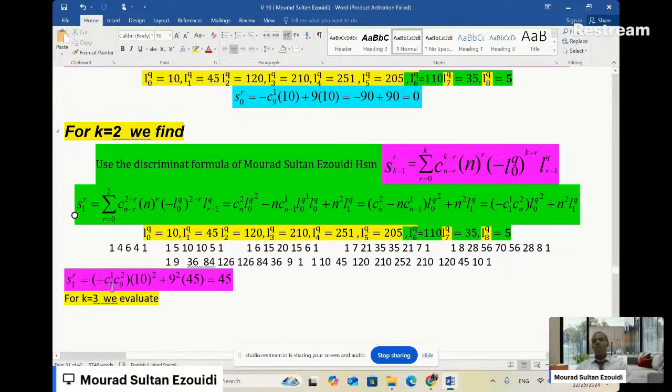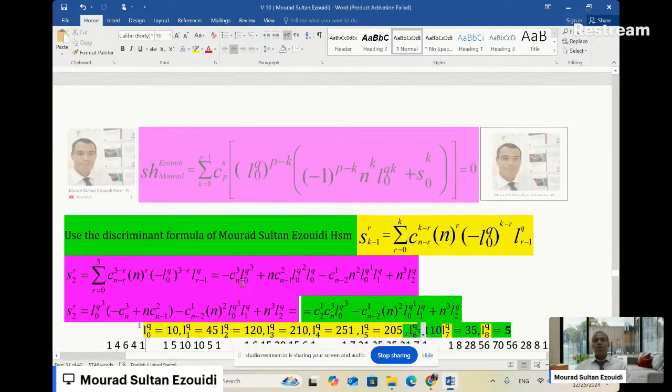It will be negative combination 1 choose 1 times combination 9 choose 2 times 10 squared plus 9 squared times 45. This one is equal to 45. So we see that the value of S1 is different here. Okay, we continue. Now I'm looking for finding S2.